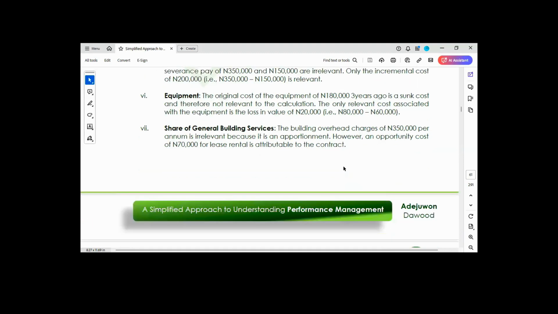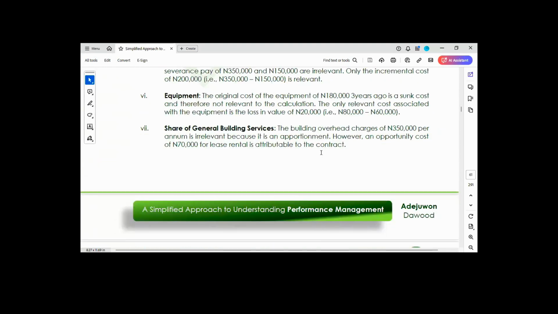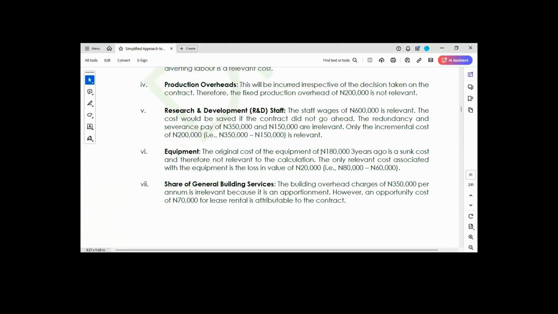Number seven, share of general building services. The building overhead charges of 350,000 naira per annum is irrelevant because it's an apportionment. However, an opportunity cost of 70,000 naira for lease rental is attributable to the contract. So that's our assumption. That's the end of the question.